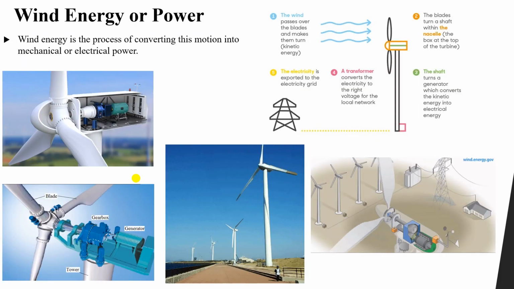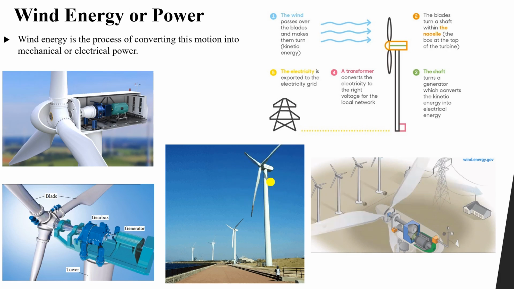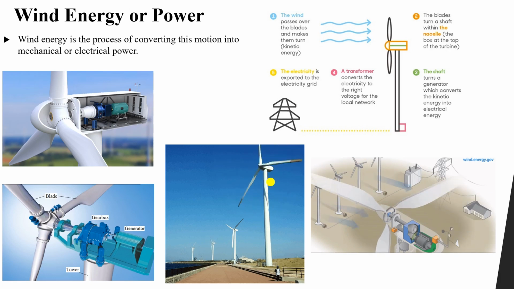Now, what does wind energy, or wind power, mean? Wind energy is simply the process of converting the wind motion into mechanical energy, and then from mechanical energy to electrical energy. Okay, so let's understand this. As you know, this is called a wind turbine that converts the motion of wind into electrical energy, by converting first the wind to mechanical, then mechanical to electrical.